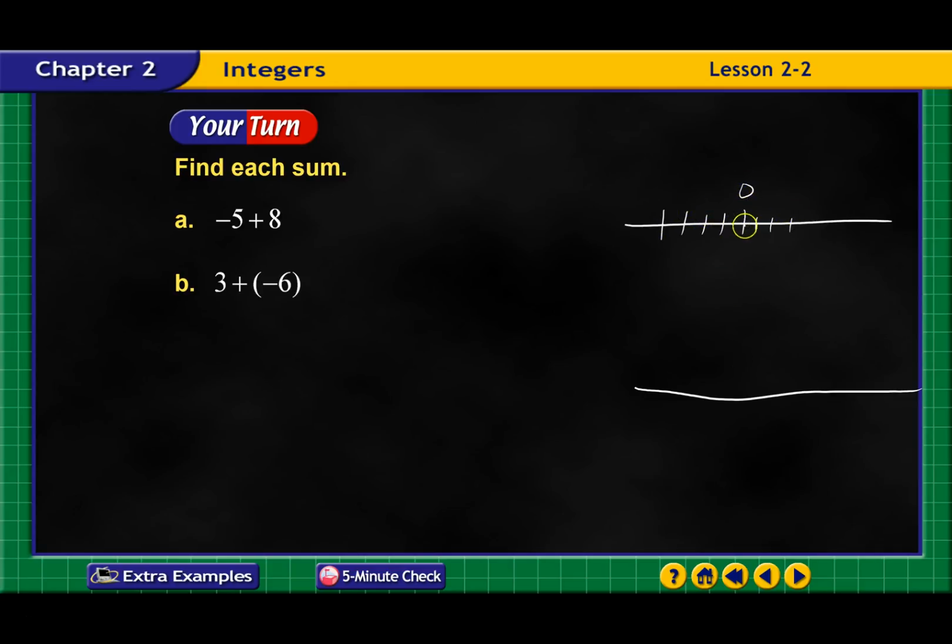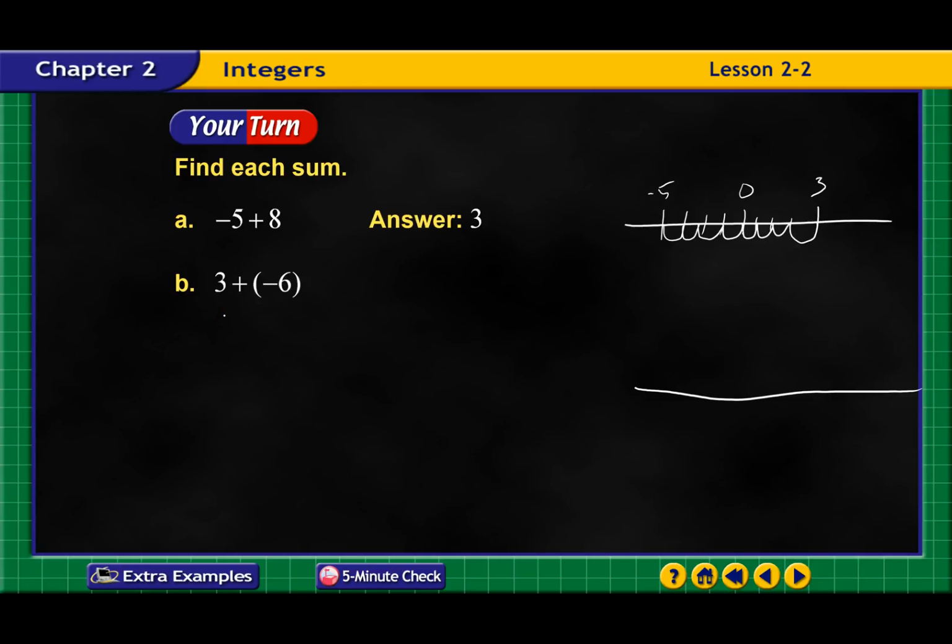All right, so if this is 0, we're going to start at 0. We're going to go to negative 5 here, and then we're going to go 8 units up. 1, 2, 3, 4, 5, 6, 7, 8. The third one here, we give this a positive 1, 2, 3. So my answer would be 3.